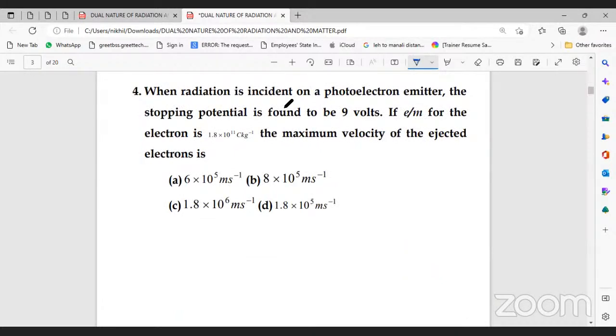Look at this problem. K equals 9 electron volts. Very good, 9 electron volt. They have given E by M, which means charge by mass.